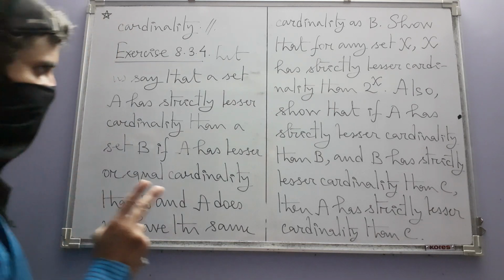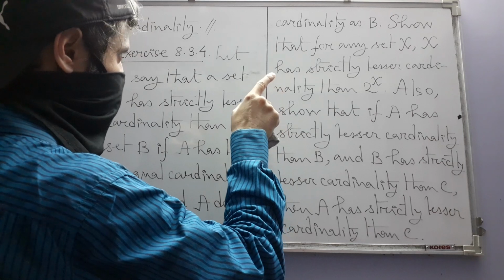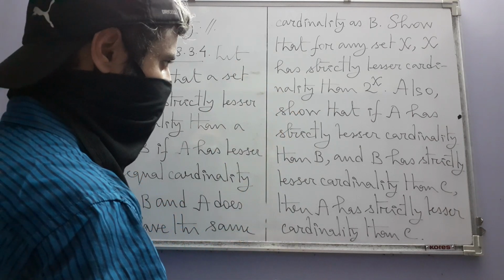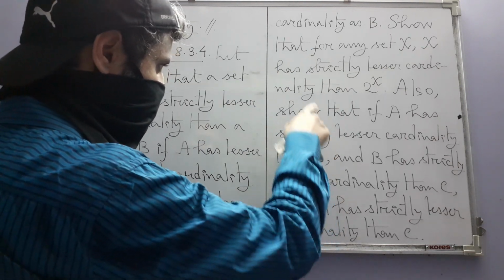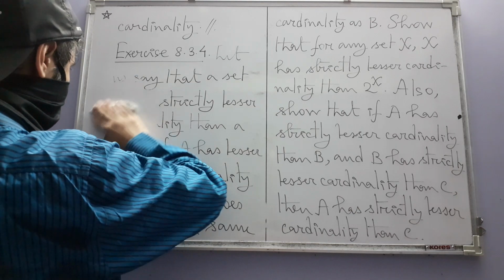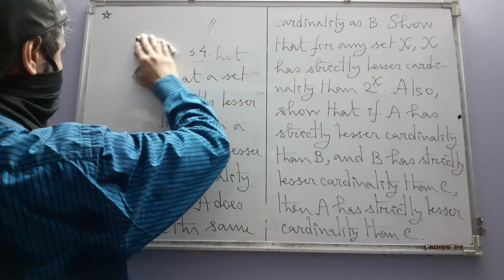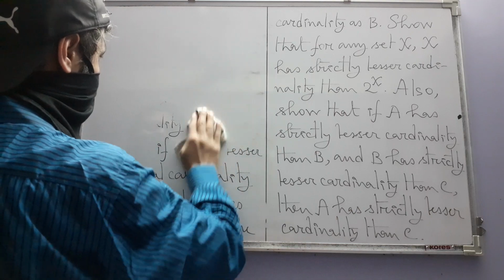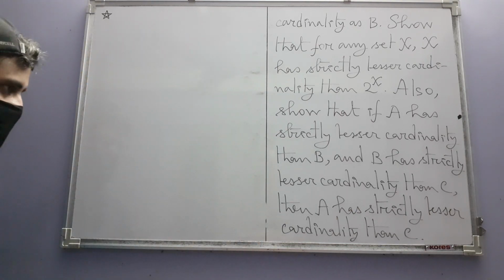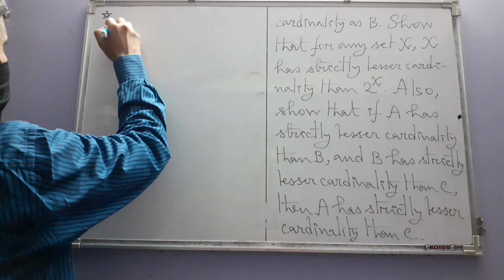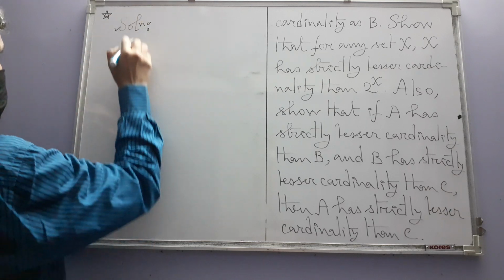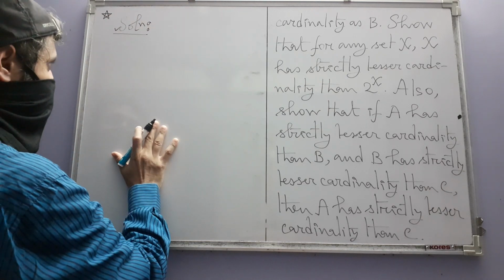So the two things we have to prove are these: any set has strictly lesser cardinality than its power set, and also this transitivity of the strict relation. Solution.